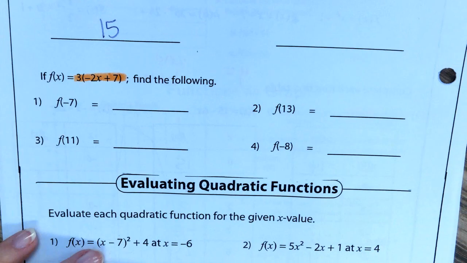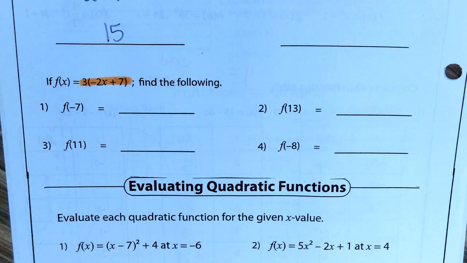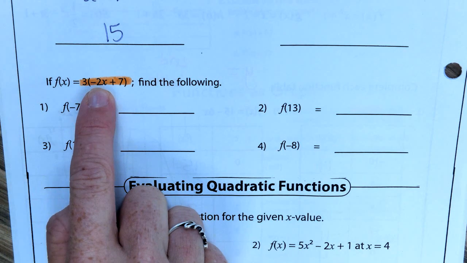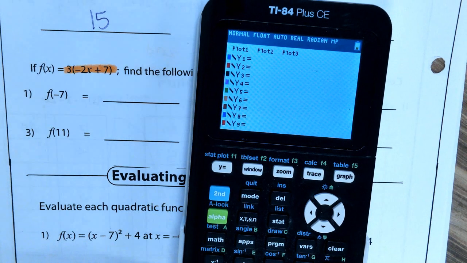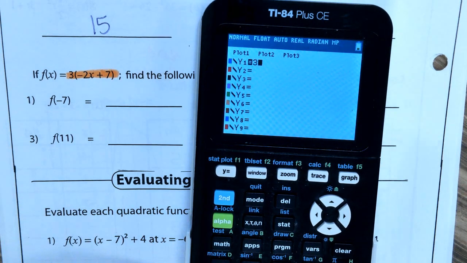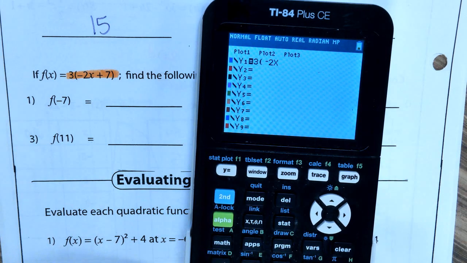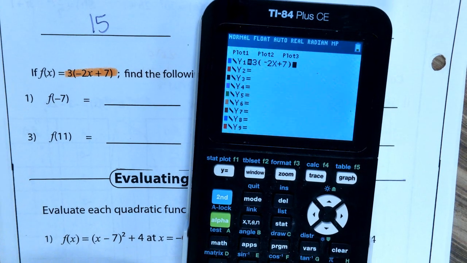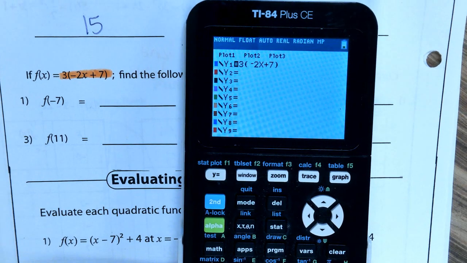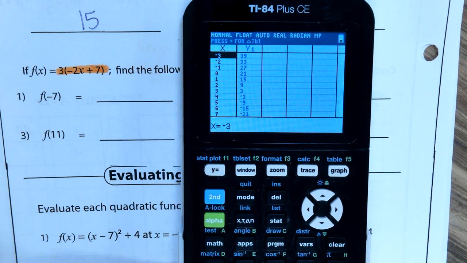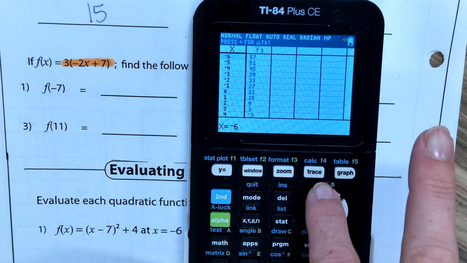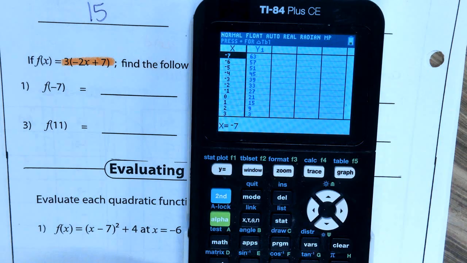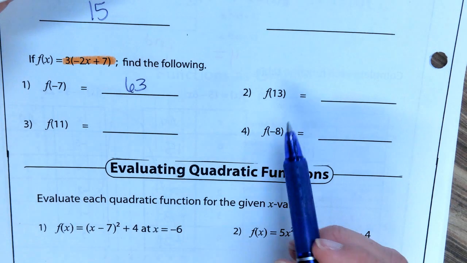Do you think it would be faster on this one to do it by hand or to use the y equals button? Because they have the same function, right? So personally, I would go to y equals and I would type it in exactly how I see it. So 3 open parentheses, negative 2x plus 7, close parentheses. Go to the table, so second table, and when f of x, which is x is negative 7, what is y? 63.